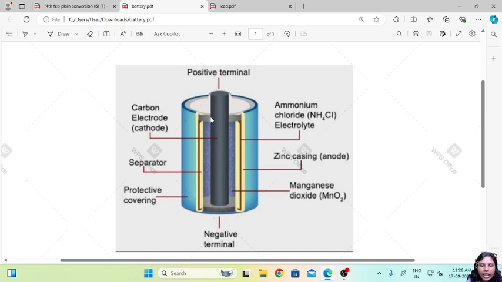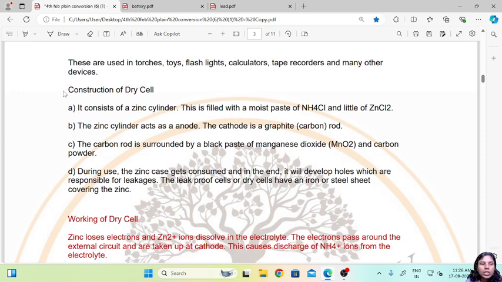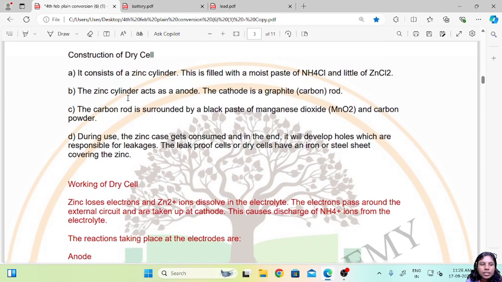Then outside we have a protective covering, and then inside we also have a manganese dioxide layer, and at the end we have the negative terminal. Now these are used in torches, toys, flashlights, calculators, tape recorders and many other devices. So now let's look at the construction of this dry cell.